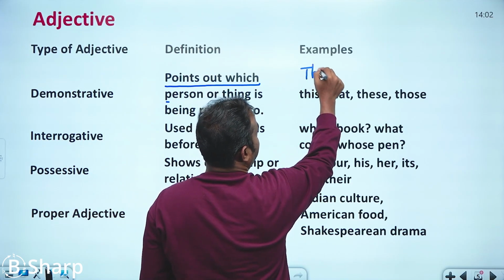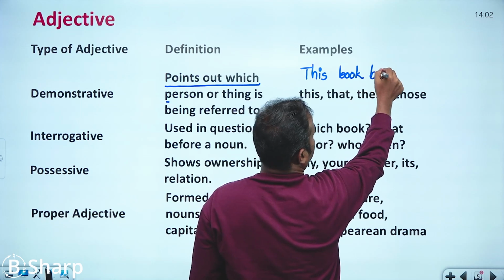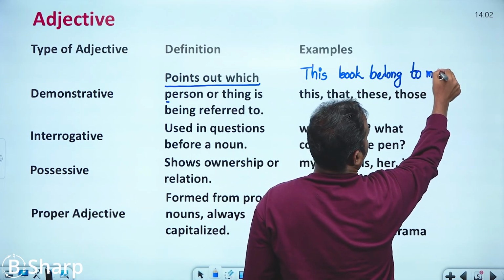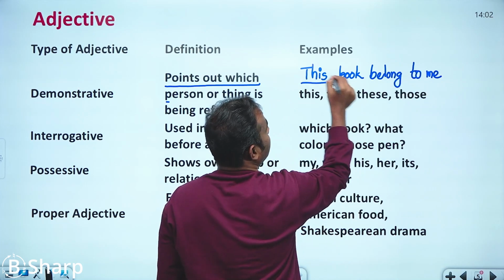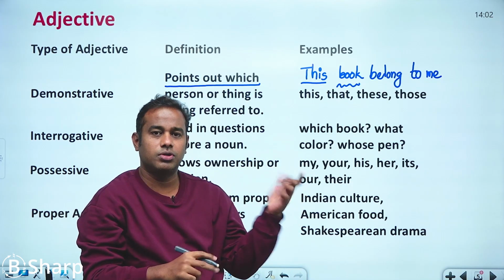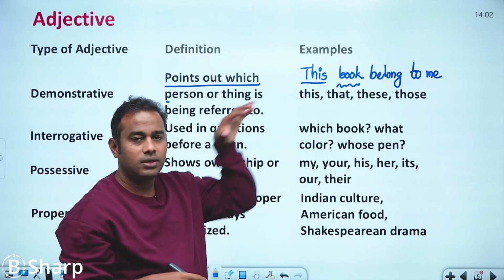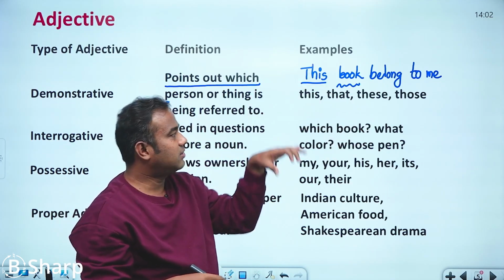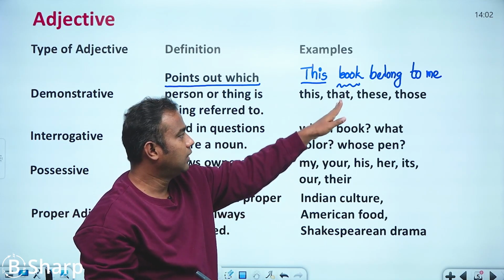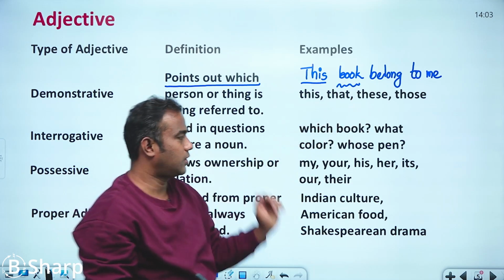This book belongs to me. So when I'm saying that there is a book, I'm pointing out that that respective book belongs to me. If you want to demonstrate something, we use this sort of adjectives. So this book, that book, these, those, these trees, those trees, etc.